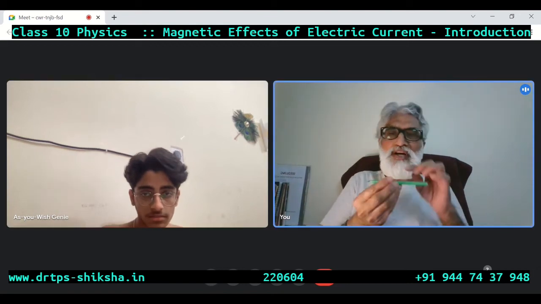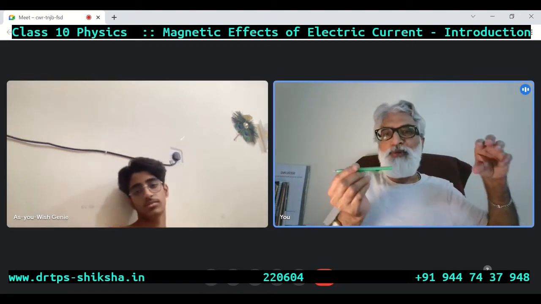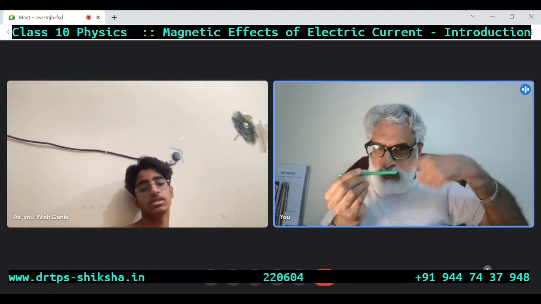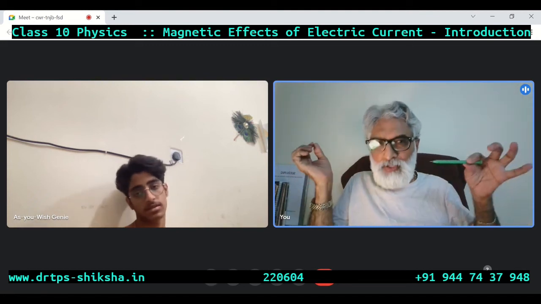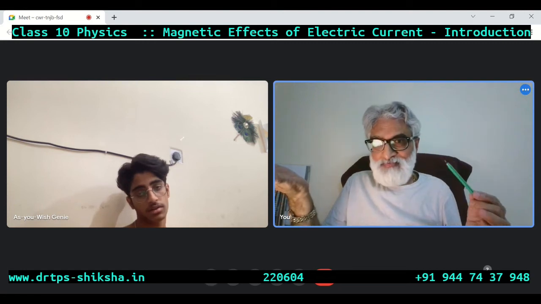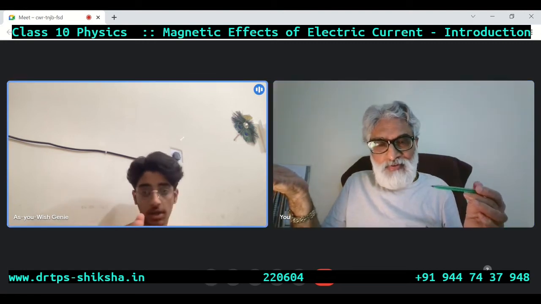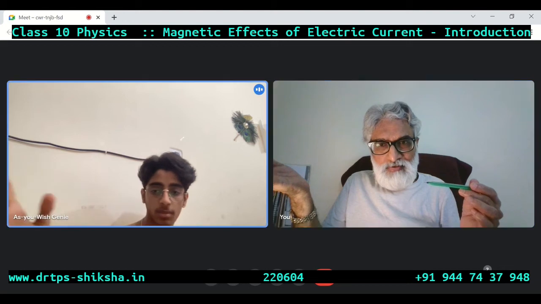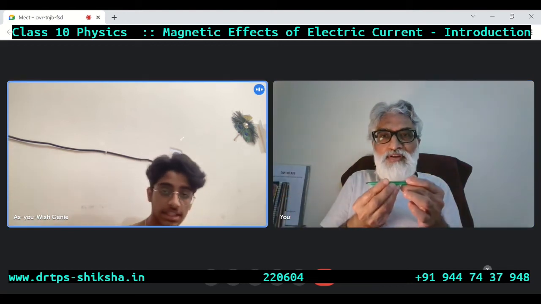Simple, no? Assume the current is flowing more; definitely the electricity which passes will increase, therefore the magnetism will increase. It will become more magnetic. The polarity of an electromagnet can be changed by changing the direction.